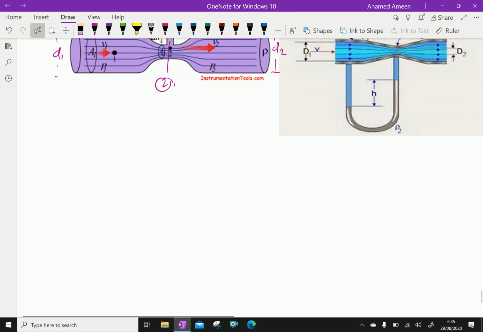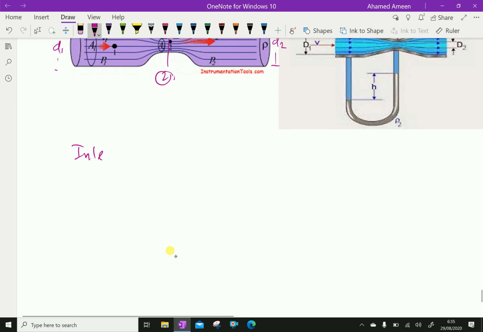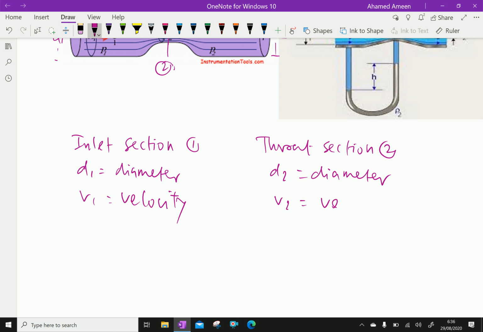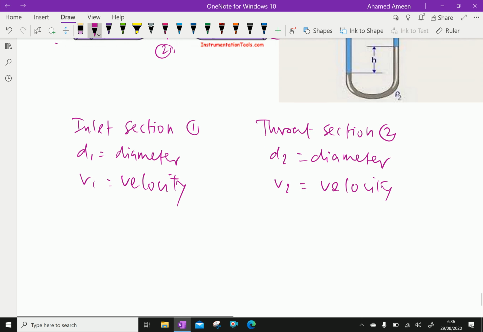Here, inlet section 1 and throat section 2. D1 is the diameter at inlet. D2 is the diameter at throat. V1 is the velocity of the fluid at 1. Here V2 equals the velocity at throat.